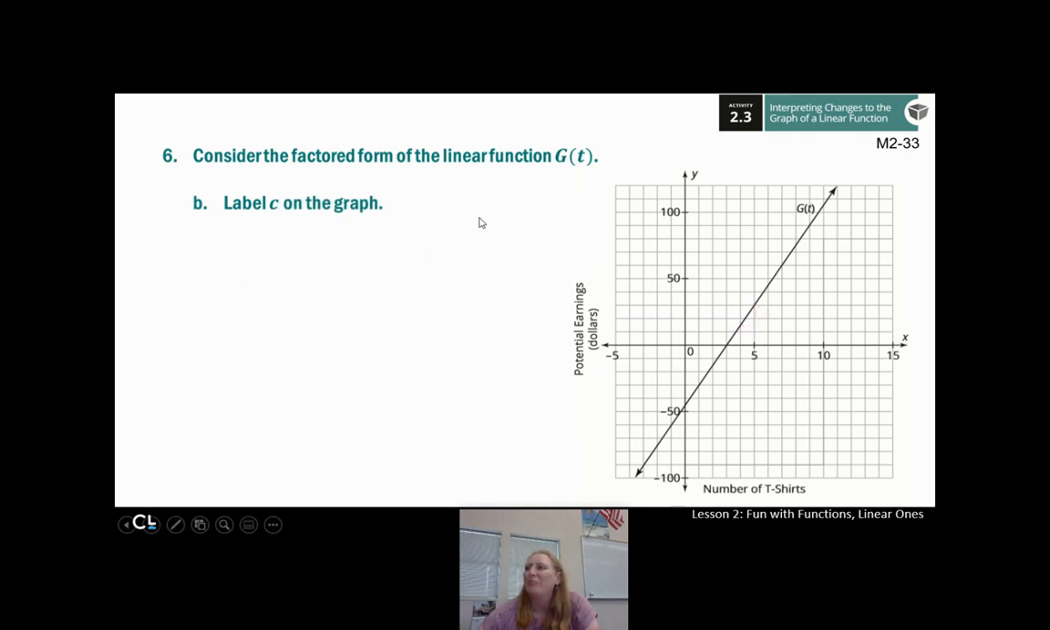For part B, it says to label C on the graph. All right. So you remember that the C value is the x-intercept of the graph. So it's actually super easy to find on the graph. You can see, boom, there it is. There's my x-intercept. It's at 3, 0. Not too hard, not too bad, no big deal. We know that C gives us our x-intercept.